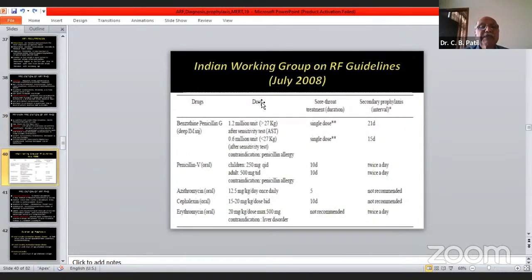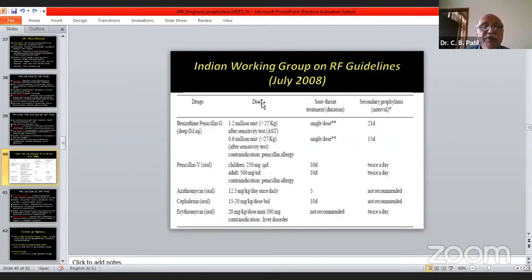So benzathine penicillin, what is the dose? It is 12 lakh units in those more than 27 kg weight and 6 lakh units in those less than 27 kg weight. To treat a sore throat, it is a single injection, whereas for secondary prophylaxis, every 15 days is better. In our country usually you follow a 3 weeks regimen, 21 days, but definitely in tribal people and high risk populations, it is better to continue injection prophylaxis every 15 days.